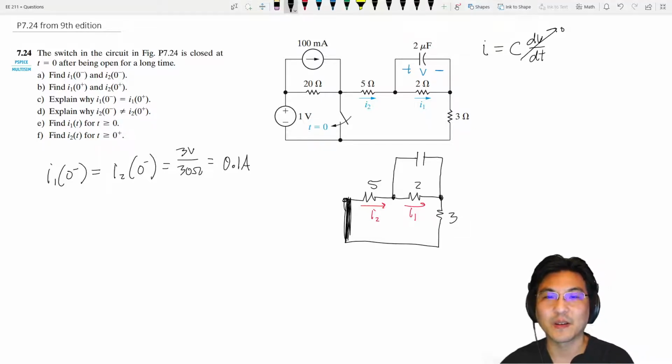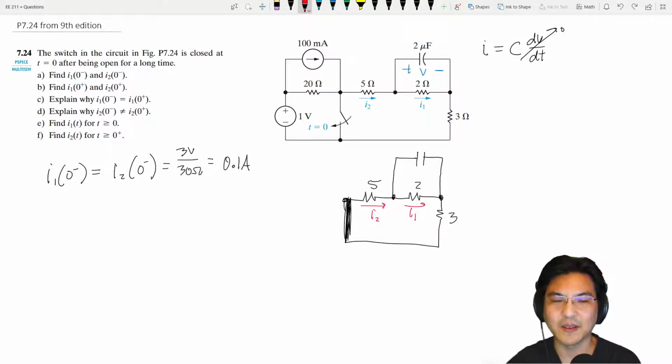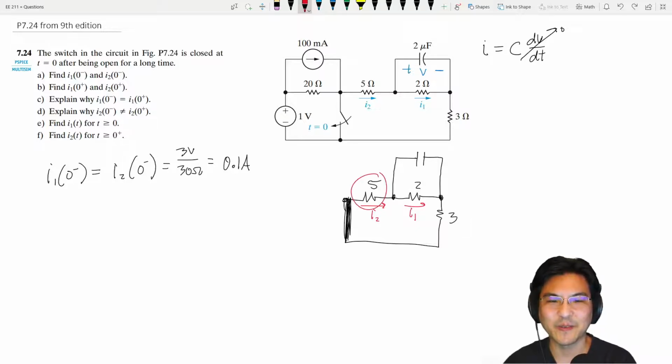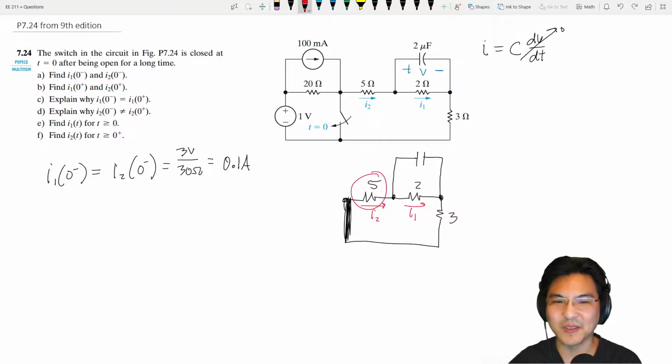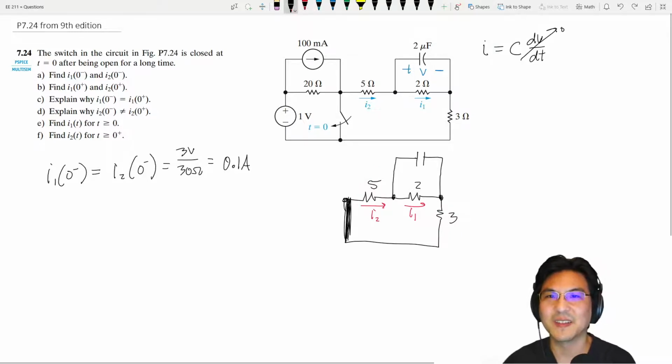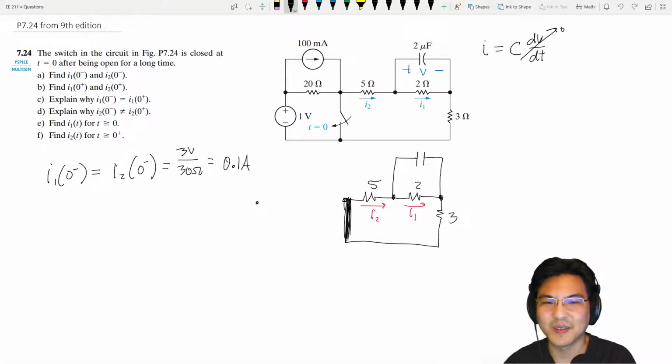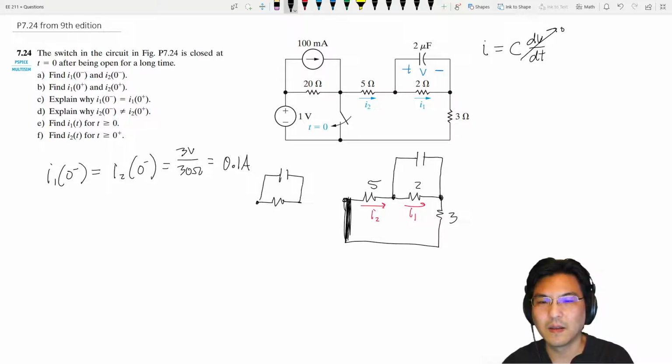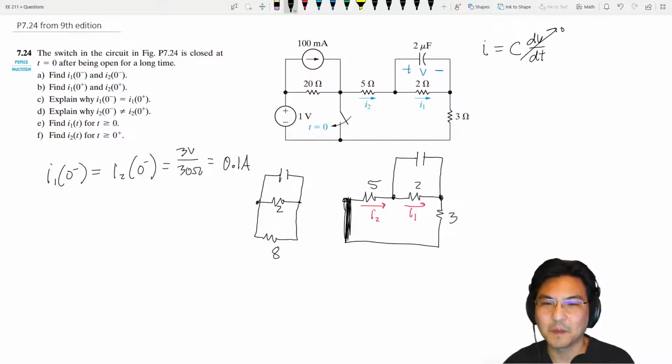Now, the current here, okay, how about, let me rearrange this drawing. See this 5 ohm and 3 ohm resistor? Let me just draw it next to it. I'll draw it like this. So the 5 ohm and the 3 ohm combine to be 8 ohms, right?